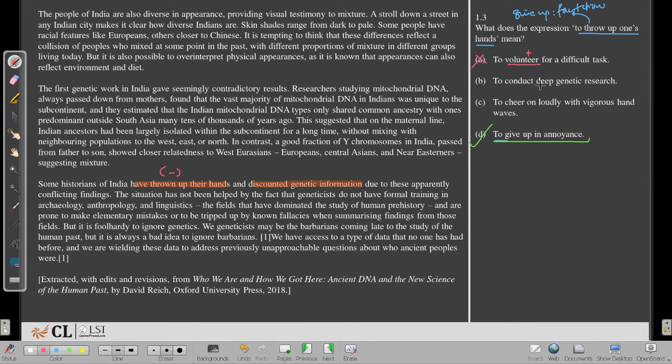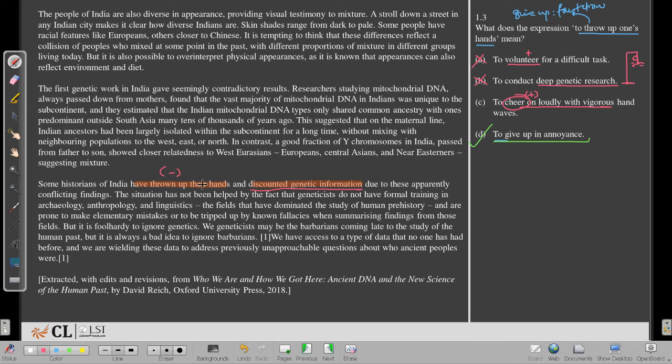That's not the case. To conduct deep genetic research, this is another suicide option. The author will commit suicide if he marks this answer choice, because they have discounted genetic information. If they are discounted, how do they conduct deep genetic research? To cheer loudly with vigorous hand waves, that also gives a positive sense that you're cheering it. What is that to cheer?